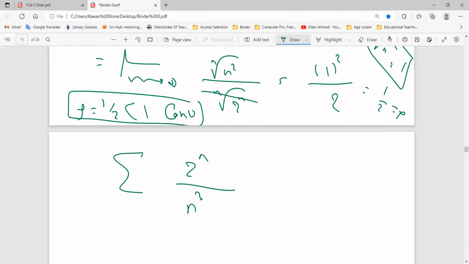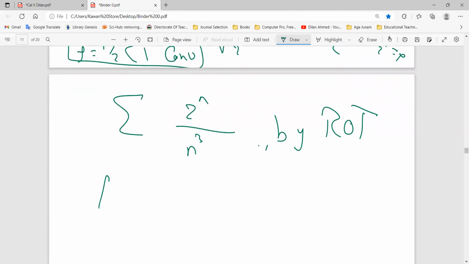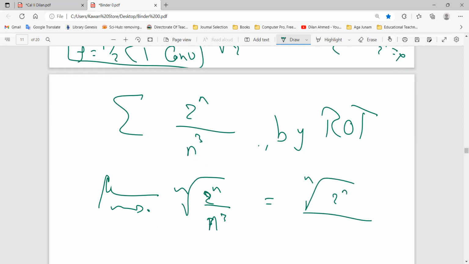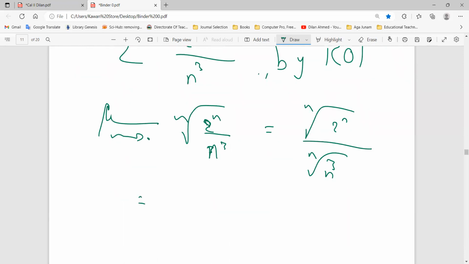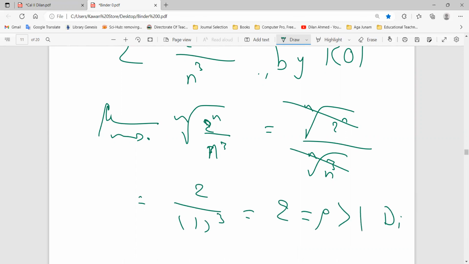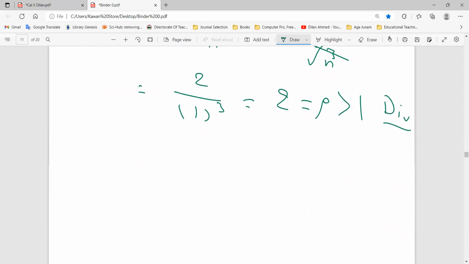Again, by root test, right? So I'll get what? The limit of the nth root that I have. Easy. Equal to 2n and n. And the numerator equals what? To that one, 1 to 1 cube. So I'll get 2, rho greater than 1. Easier, right? How about the third example?